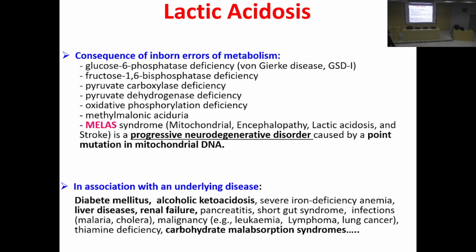As we said, lactic acid is cleared mostly by the kidney and the liver. So any disease which affects the kidney or the liver, what will happen? We're going to have lactic acidosis. So lactic acidosis can be associated with diseases like liver disease and renal failure, but also other diseases like diabetic ketoacidosis, and this kind of thing. They can lead to lactic acidosis.